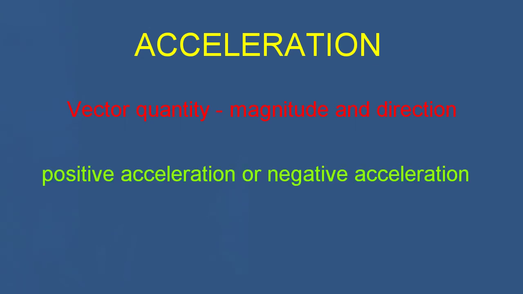Acceleration is a vector quantity which needs both magnitude and direction. Magnitude means magnitude of speed and direction means direction from the origin. Based on that, we can say whether one object is in positive acceleration or in negative acceleration. With some simple examples, we can understand whether that object is in positive acceleration or in negative acceleration.